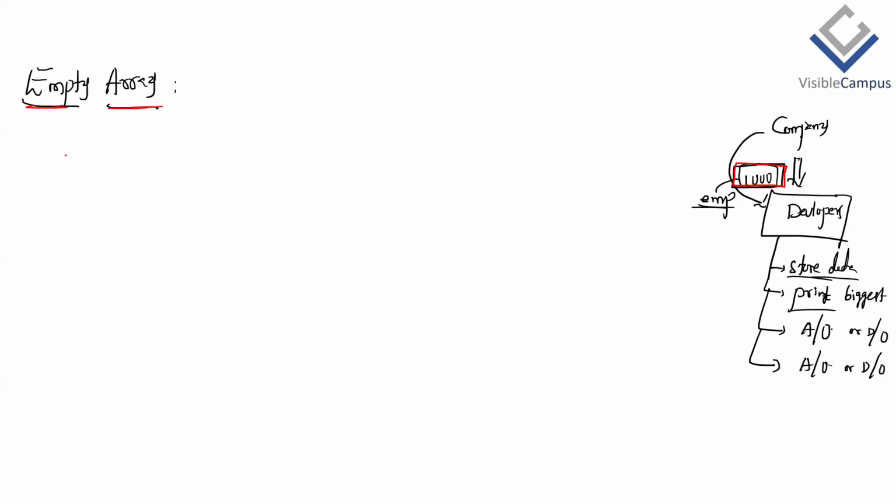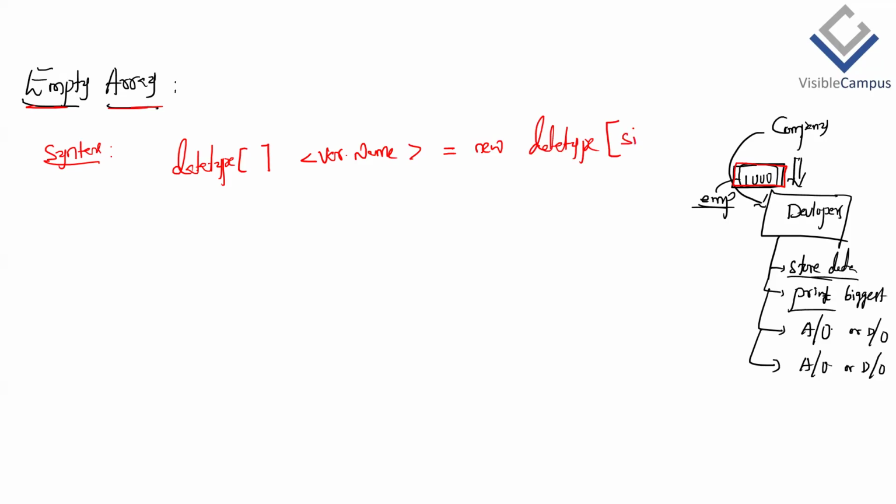When it comes to empty arrays, what is the syntax? The syntax to declare empty arrays is the data type, then the array format square brackets, a variable name of the programmer's choice, then the assignment operator, new, the data type again, then square brackets with the size, and a semicolon. So this is the syntax of an empty array.